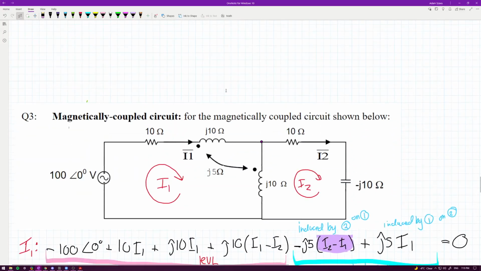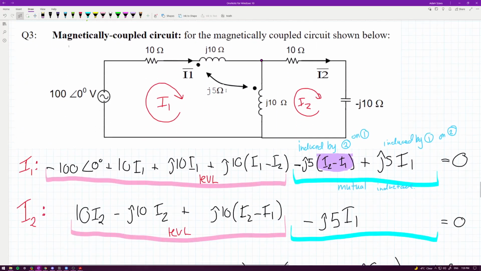Sorry, could you show I1 again? Yeah, the I1 equation, you mean? Yeah, the I1 equation. Yeah, no problem. So are you okay with all the KVL stuff? Yeah. Okay, so then the mutual stuff. I just explained this first one. Do you want me to explain this one again? I can, don't worry.